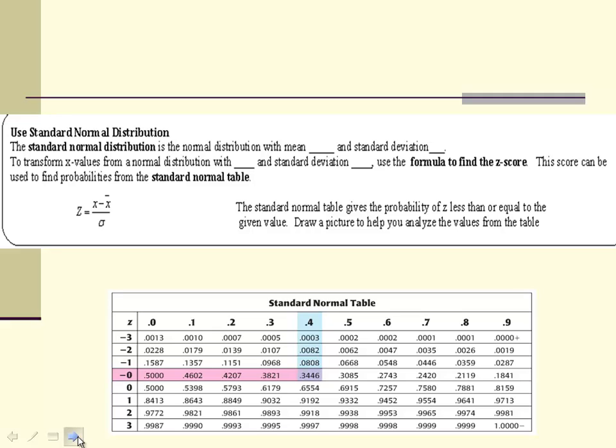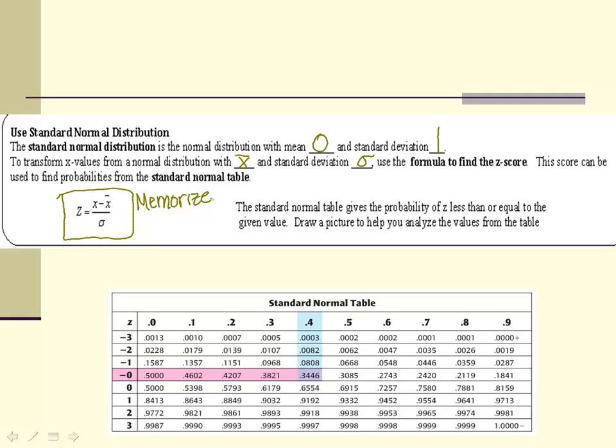The standard normal distribution is the normal distribution with a mean of 0 and a standard deviation of 1. So to transform x values from a normal distribution with mean x bar and a standard deviation of sigma, we're going to use a formula to find the z-score. This score can be used to find probabilities from the standard normal table. So this you need to memorize.